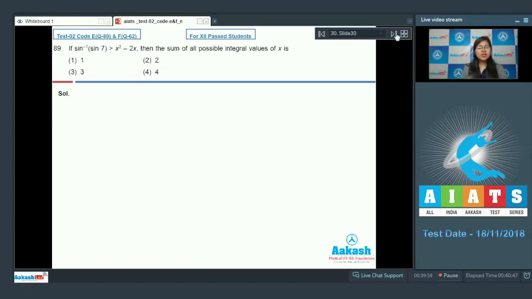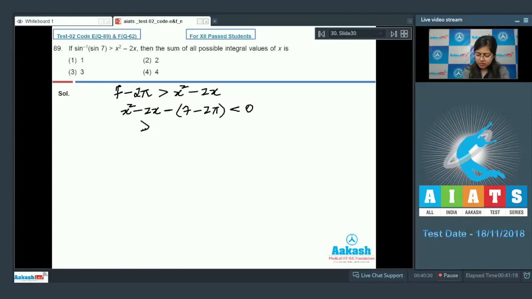Next is question number 89, which says that if sine inverse of sine 7 is greater than x square minus 2x, then the sum of all possible integral values of x is. Firstly, we know how to solve sine inverse of sine of 7. That is, it will be equal to 7 minus 2 pi. This is greater than x square minus 2x. That is, x square minus 2x minus (7 minus 2 pi) is less than 0.